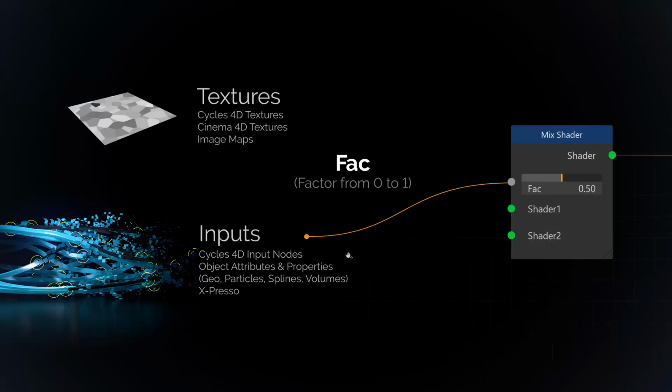And the other thing are other inputs. For example, have input nodes from Cycles 4D, we will see later the Fresnel node. Then you can use object attributes like the speed or the radius of things, the particles. And actually if you have all kinds of attributes from objects you can imagine can be used as a factor. And it has a port to Espresso as well.